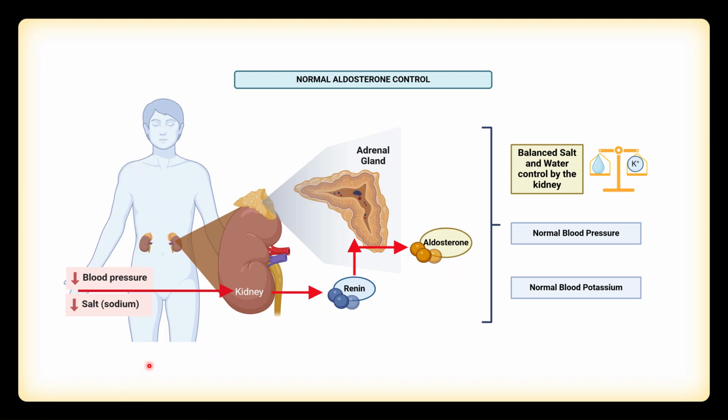So finally, to conclude, decreased blood pressure or decreased salt will lead to the production of renin. Renin in turn produces aldosterone. This aldosterone will help to balance the water and electrolyte control and it restores the normal blood pressure and normal blood potassium. So this is the homeostasis which is occurring in our body.